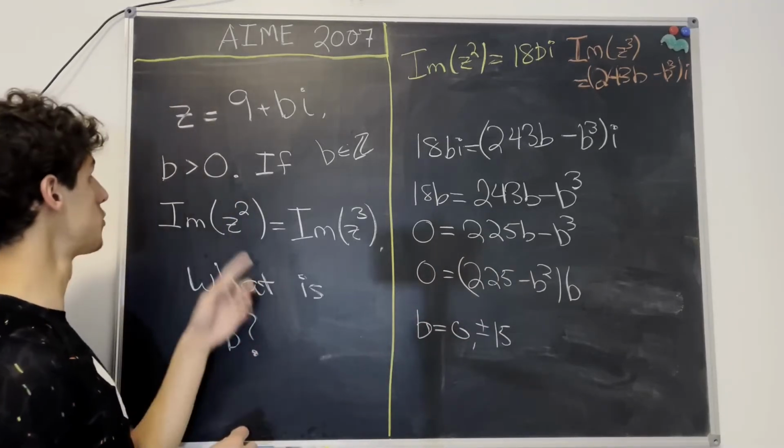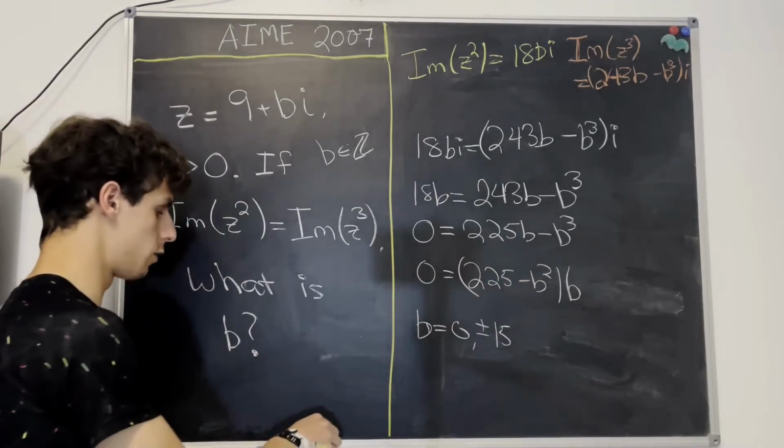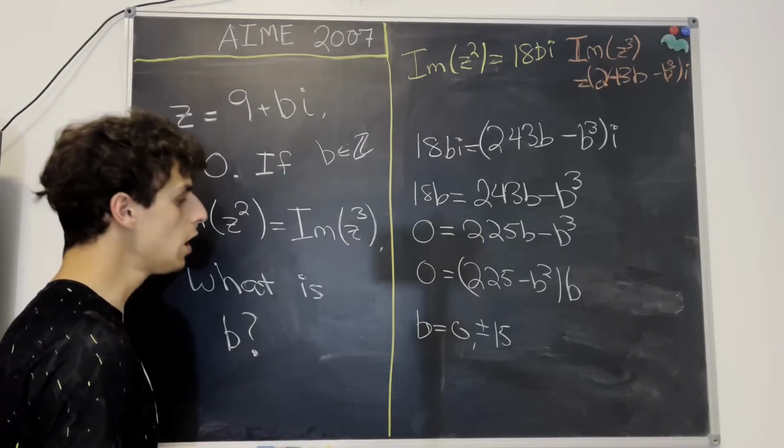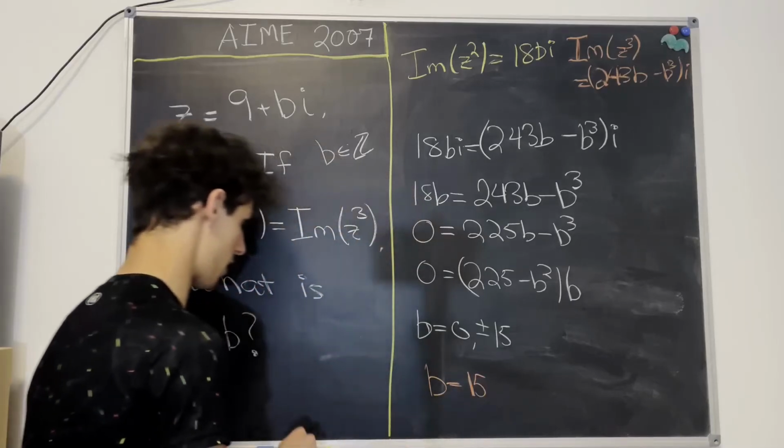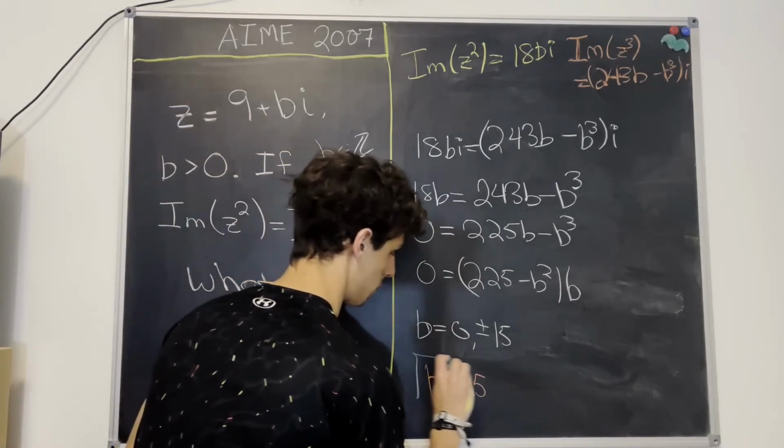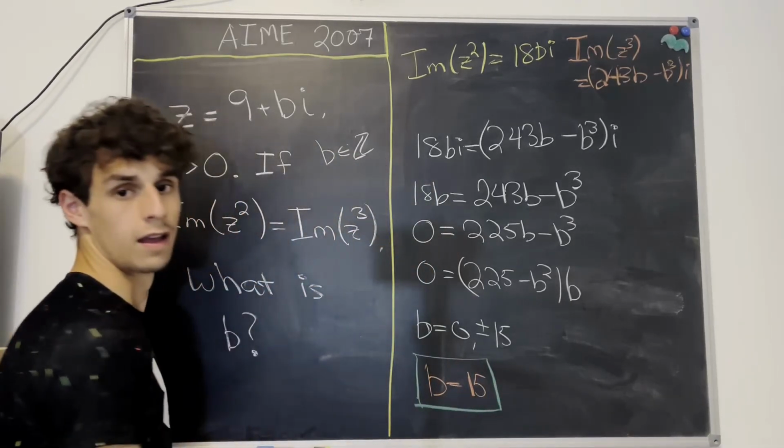But because we were given this constraint of b having to be greater than 0 here at the beginning, we know that b equals 15 is our only possible solution here. And that's enough for now.